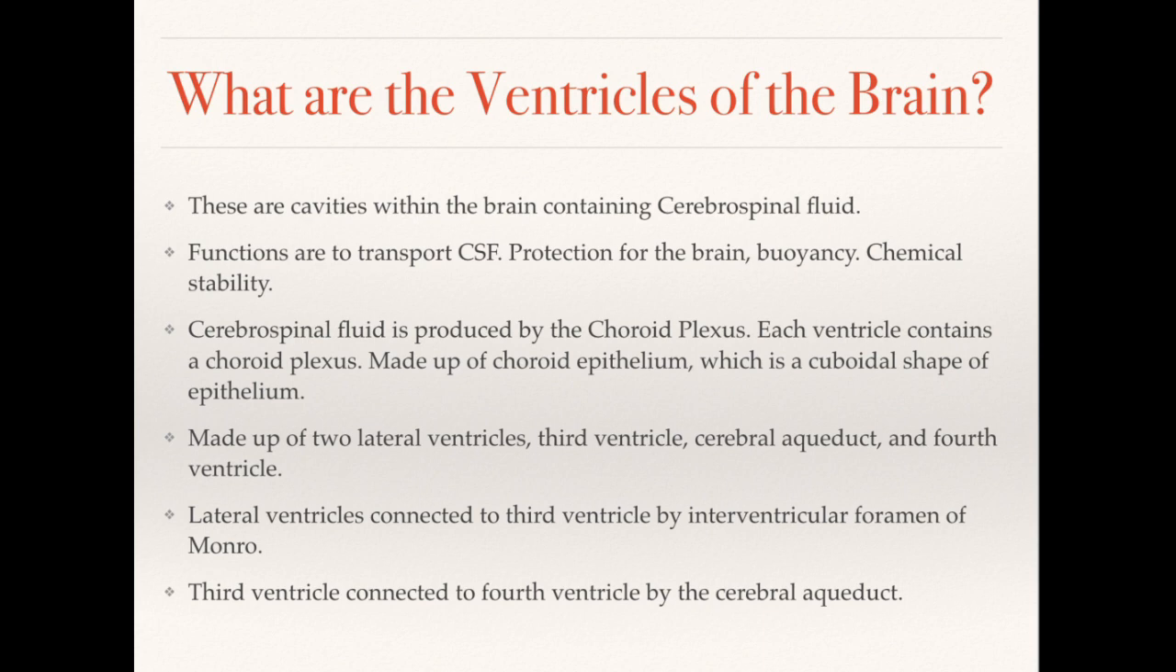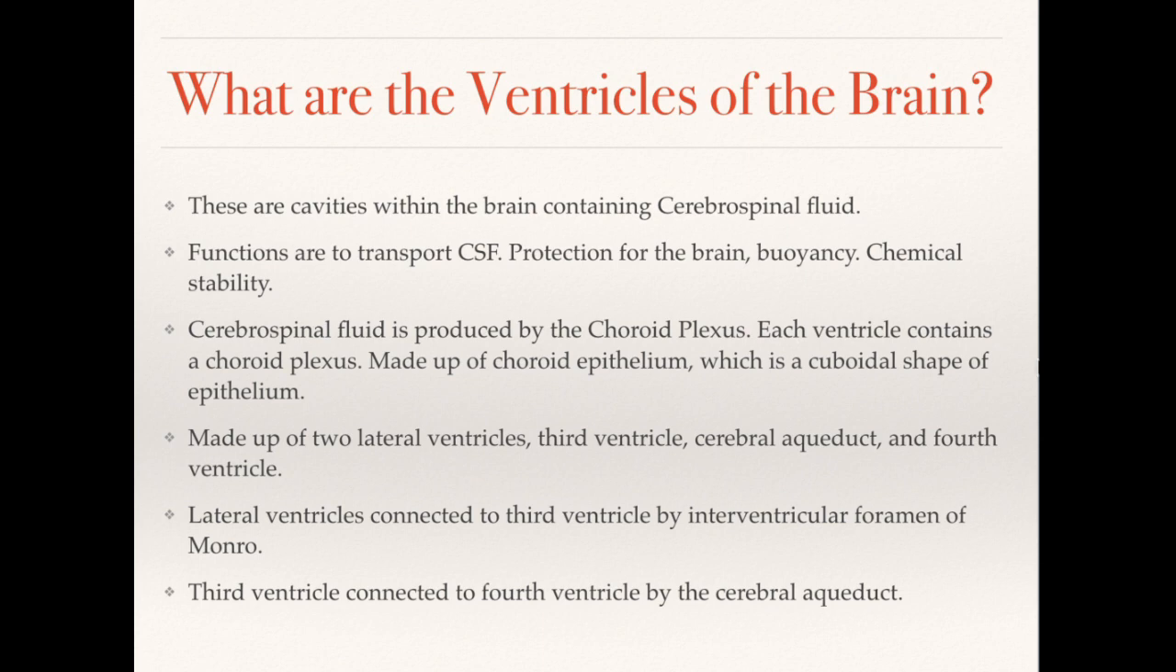So the cerebrospinal fluid is produced by something called a choroid plexus. Each ventricle contains a choroid plexus, and choroid plexus is made up of choroid epithelium, which is basically a cuboidal shape of epithelium. And the ventricles of the brain consist of two lateral ventricles, a third ventricle, cerebral aqueduct, and the fourth ventricle. The lateral ventricles are connected to the third ventricle by the interventricular foramen of Monro, and the third ventricle is connected to the fourth ventricle by the cerebral aqueduct.